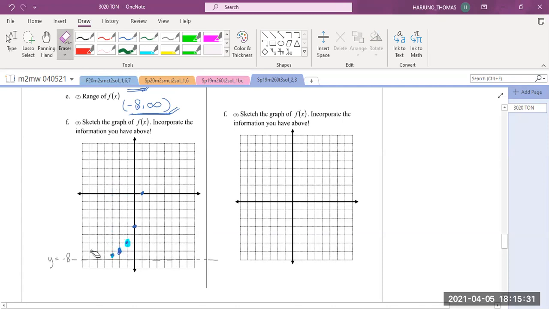Now using those three coordinates, then I can sketch the graph better. And the one to the left will actually dive down like that. That's what the graph approximately looks like. Okay, that's for this exponential function.